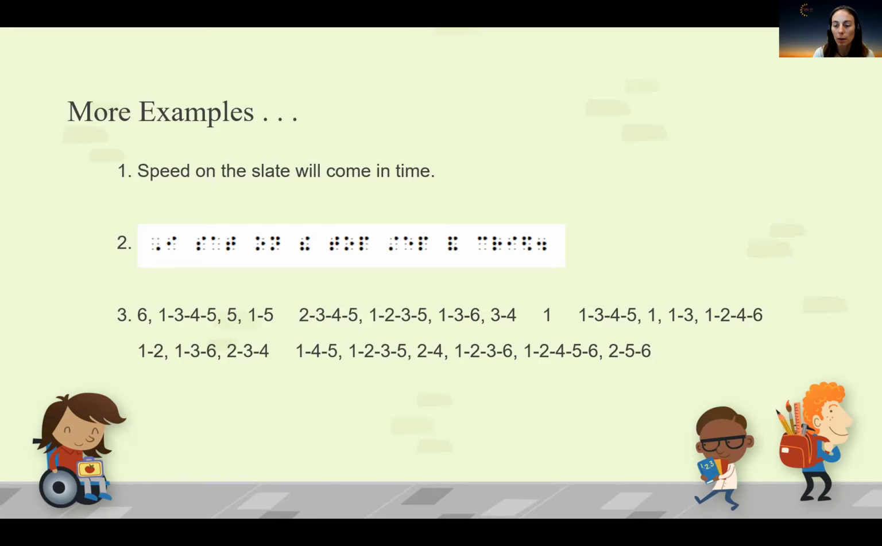So it says 6, comma, 1, 3, 4, 5, comma, 5, comma, 1, 5. And then there's a space. Then we've got 2, 3, 4, 5, comma, 1, 2, 3, 5, comma, 1, 3, 6, comma, 3, 4, space, 1, space, 1, 3, 4, 5, comma, 1, comma, 1, 3, comma, 1, 2, 4, 6, space, 1, 2, comma, 1, 3, 6, comma, 2, 3, 4, space, 1, 4, 5, 1, 2, 3, 5, comma, 2, 4, comma, 1, 2, 3, 6, comma, 1, 2, 4, 5, 6, comma, 2, 5, 6.